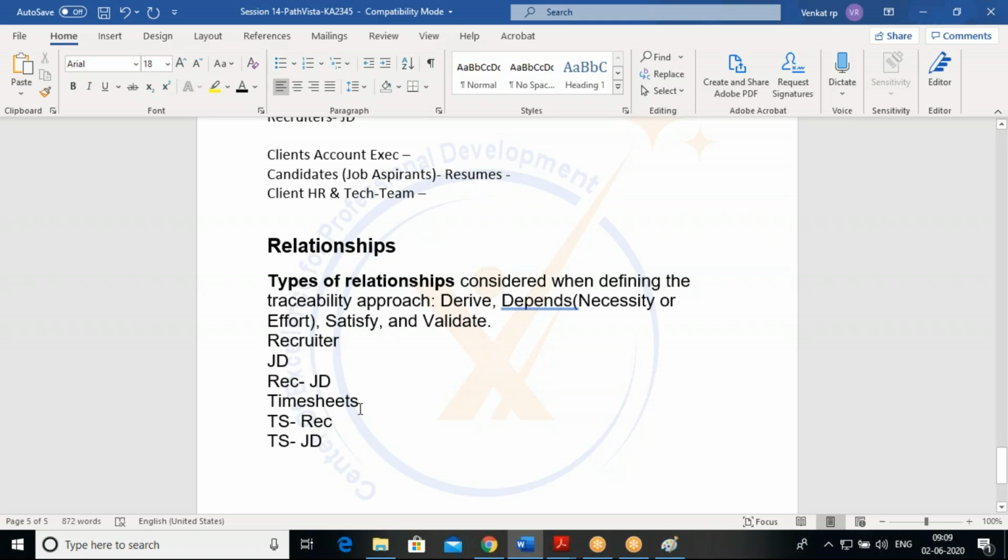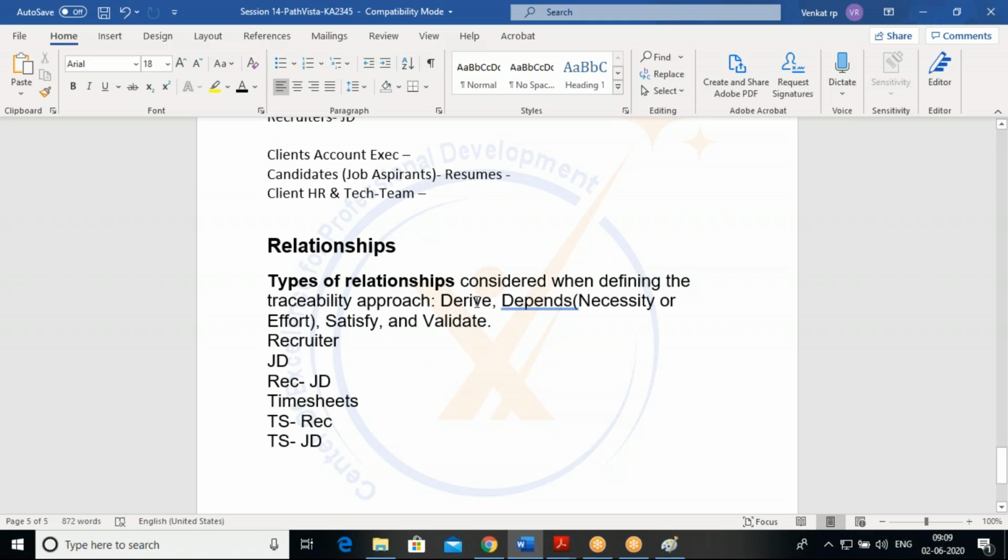Now here, this type of relationship between the job descriptions and recruiters: a single recruiter can work on multiple JDs, and similarly one JD can be worked on by multiple recruiters as well. So both ways it is possible. There is no direct relationship that one recruiter will be working on only one JD. In this particular case, the relationship is open. We have to understand that.